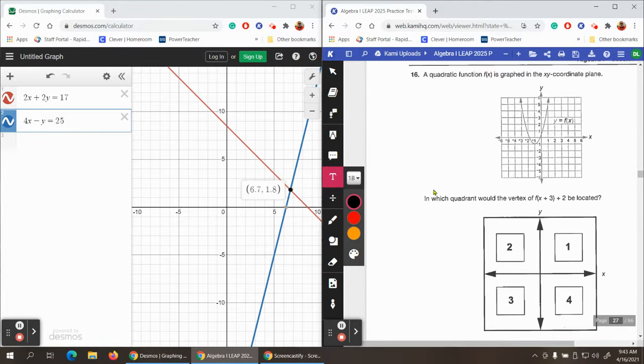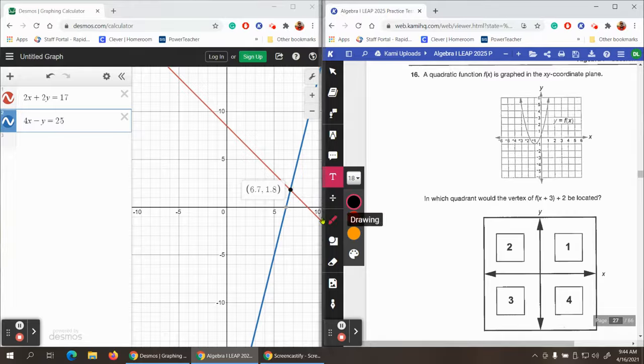My next one is here. Here's a quadratic function. It doesn't give us the actual quadratic function. It just shows us that, hey, this is a quadratic. Which quadrant would the vertex of x plus 3, x plus 2 be in? All right, so there's 2 ways of doing this.